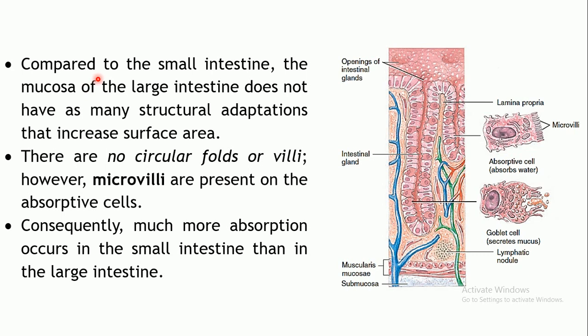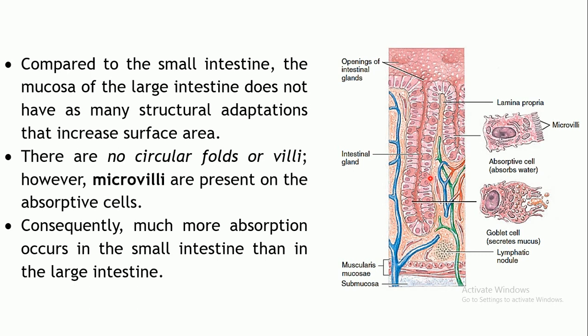Now, as we have seen the structural features of the large intestine, these are not adapted for maximum absorption, right? Just like in the case of the small intestine. So the large intestine does not have these structural features which increase the surface area. There are no circular folds. There are no villi, the finger-like projections, right? There is just a simple layer of the mucosa.